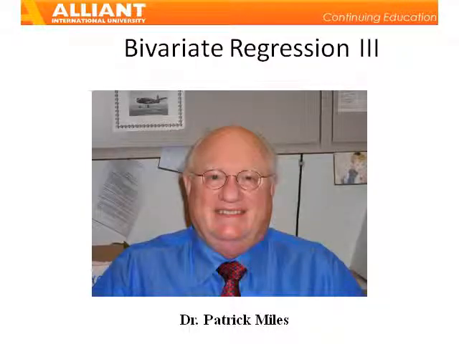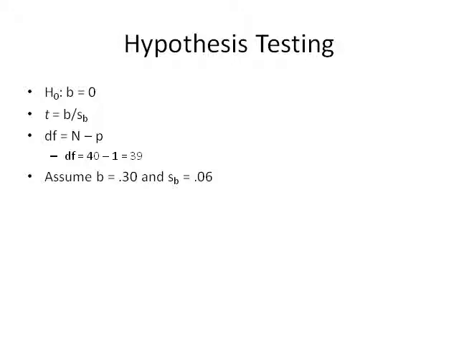In this class, we will discuss how to test hypotheses and interpret the results when using bivariate regression. As indicated earlier, we use bivariate regression when we hypothesize that a predictor will predict variance in the criterion. The null hypothesis is that the predictor does not predict the criterion in the population.